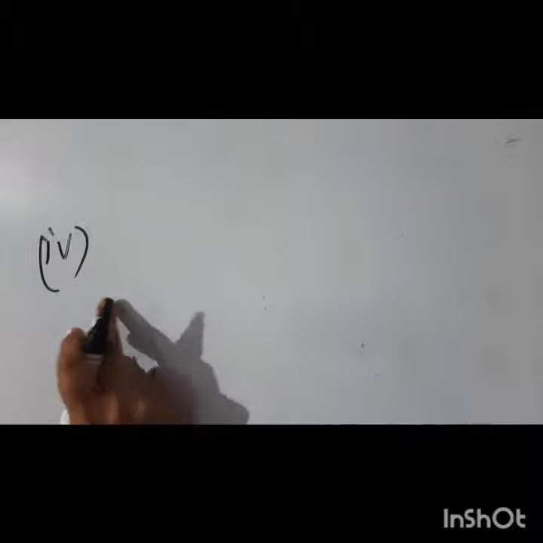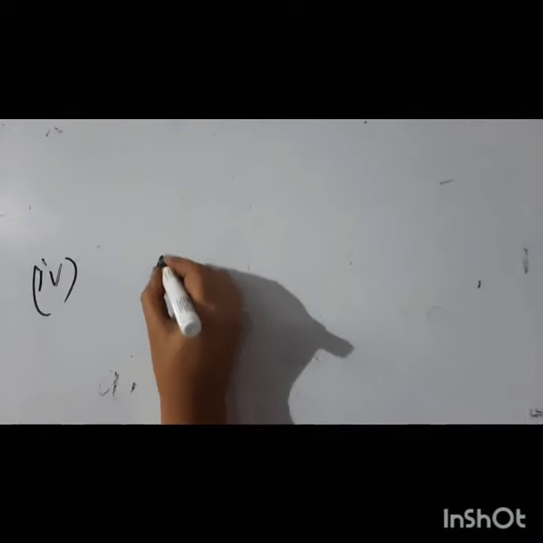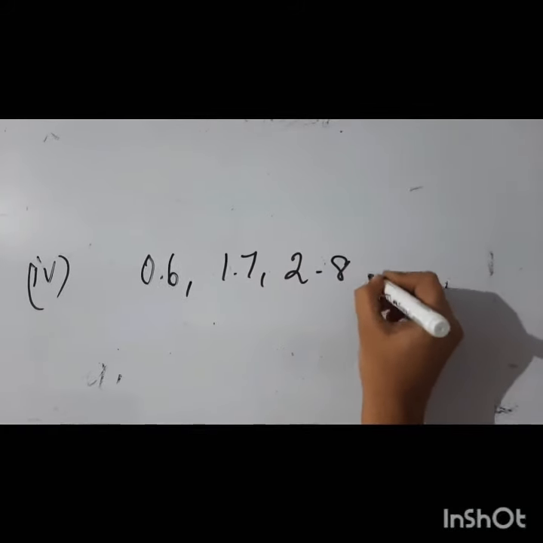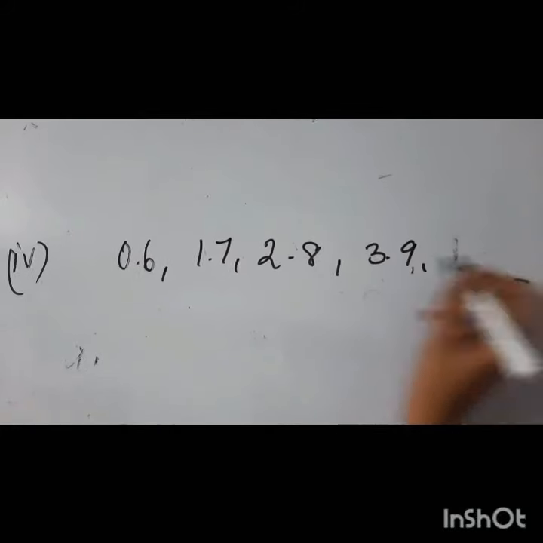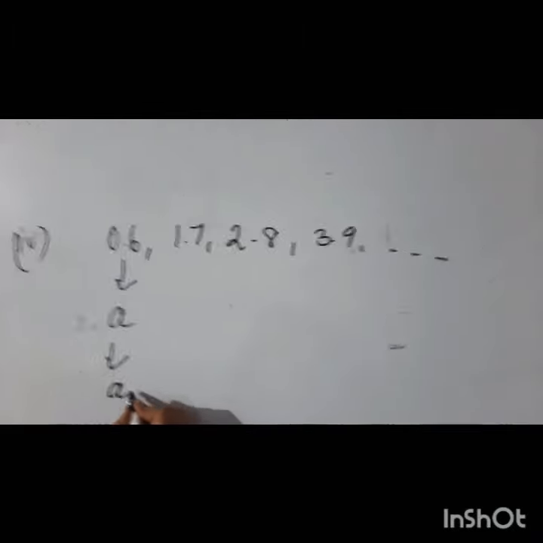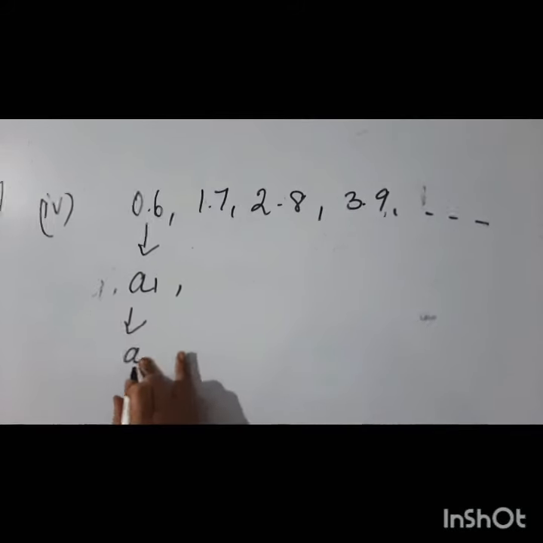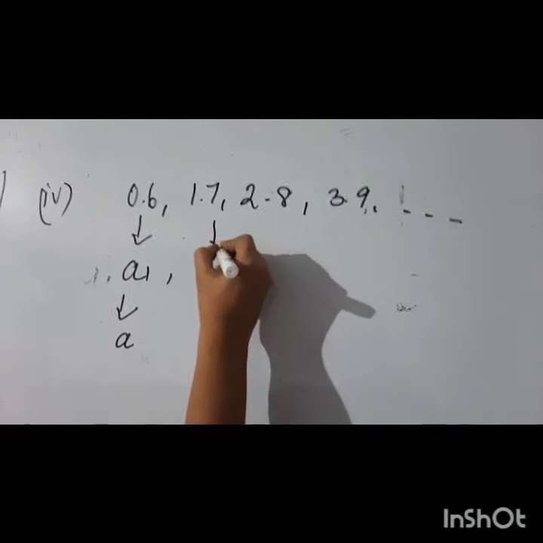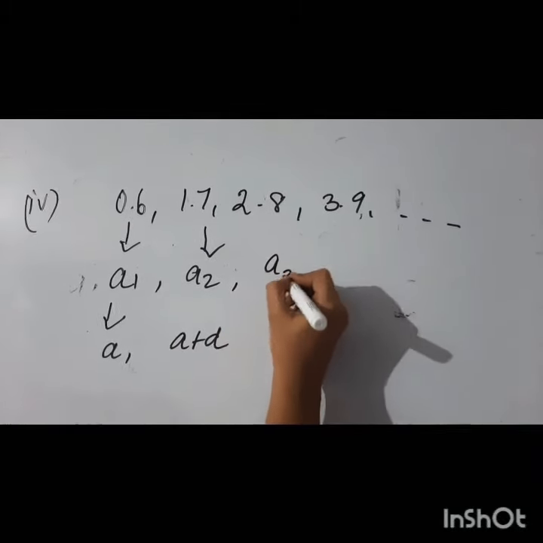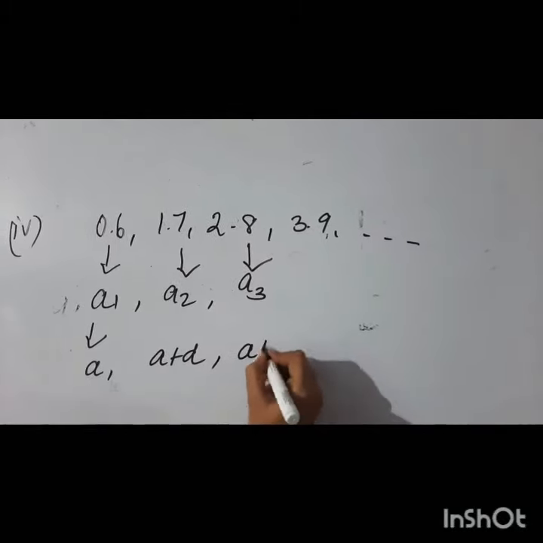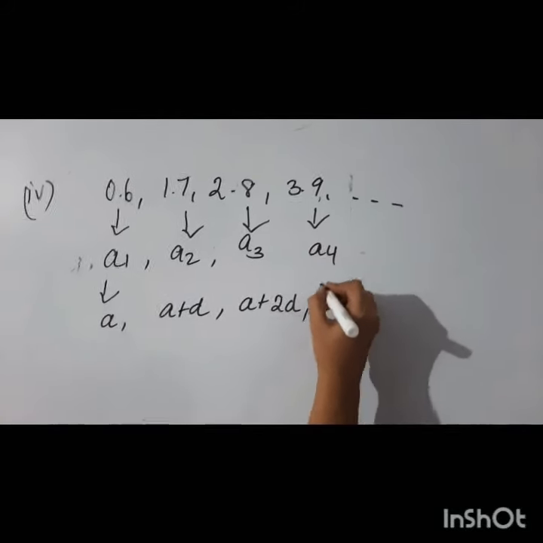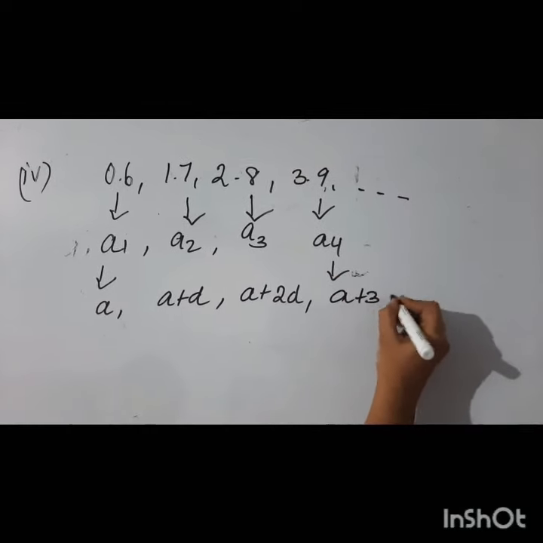The next sum, subdivision 4. What is given in this AP? 0.6, 1.7, 2.8 and 3.9 is given. So what is 0.6? Your first term A, which in turn can be represented as A1. And the second term is A2, which in general format can be represented as A plus D. And your third term is A3, which can be represented as A plus 2D. And your fourth term is A4, which can be represented as A plus 3D.